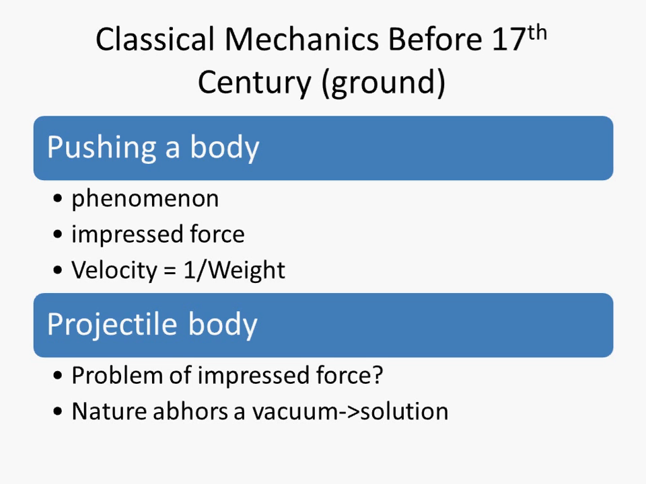And ancient scientists also observed the projectile body. When we use a sling to sling a stone, then the stone will fly away, and in the end it will fall down to the ground. Why? Why does a slung stone fall to the ground in the end?